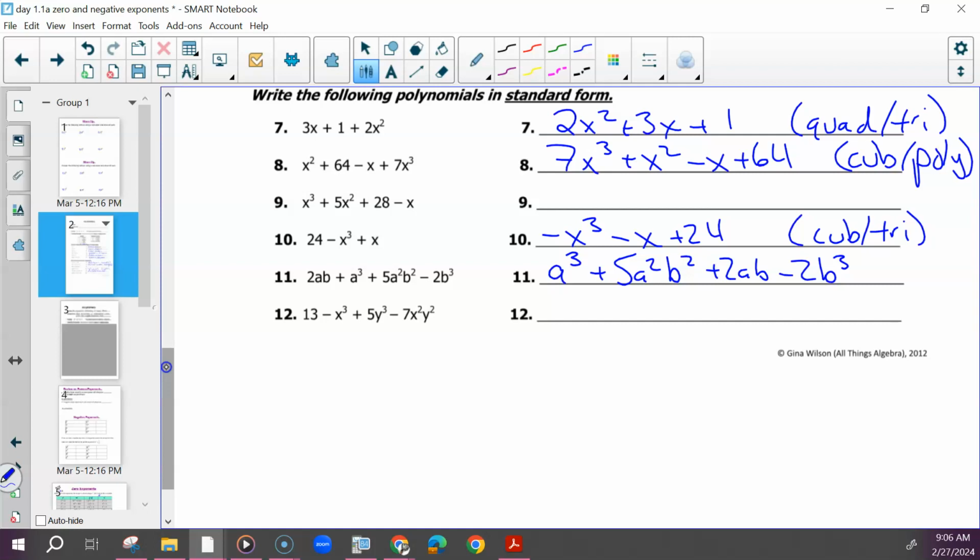Then if we were to look for degree and number of terms, this one is actually a little weird because this is combined, the highest exponent here is actually 4. So this would actually be a quartic, not a cubic. But it would still be a polynomial. Questions on that one before we do 12?